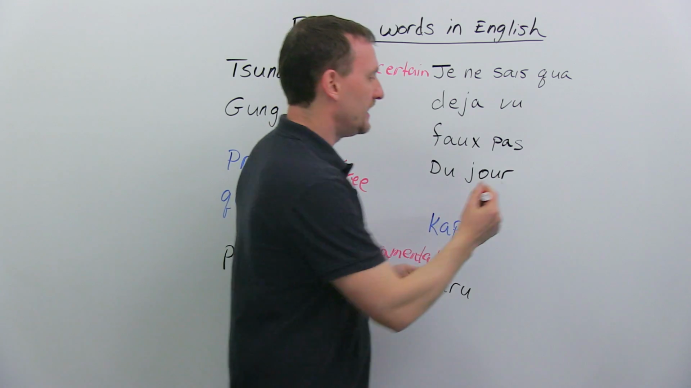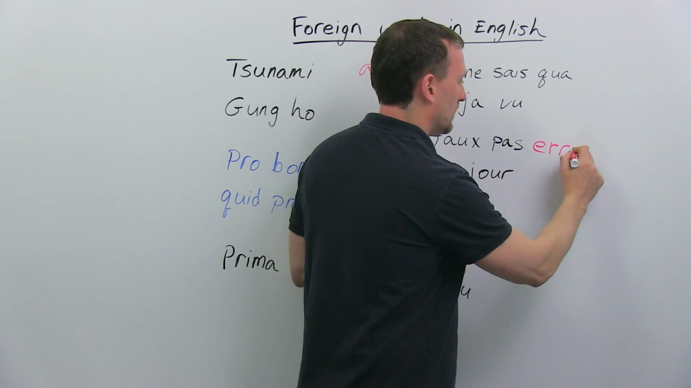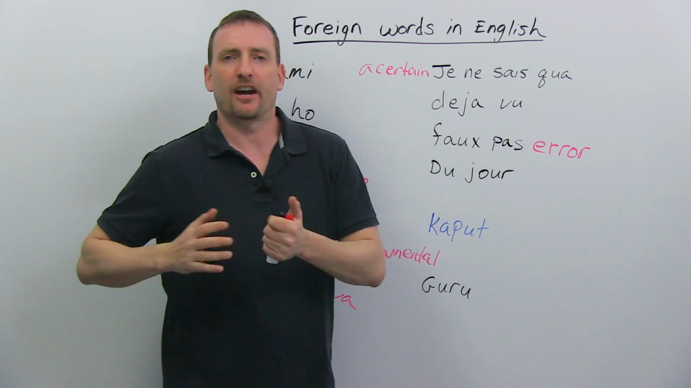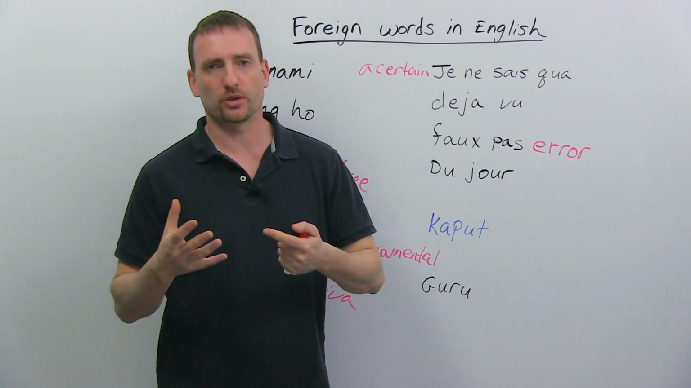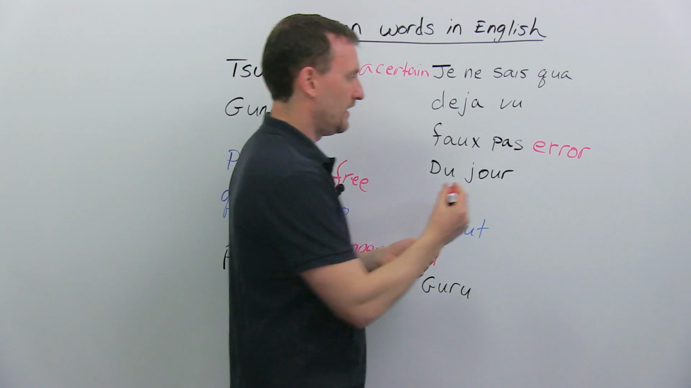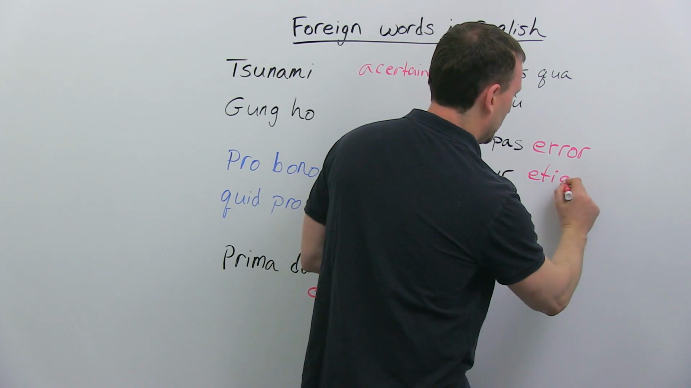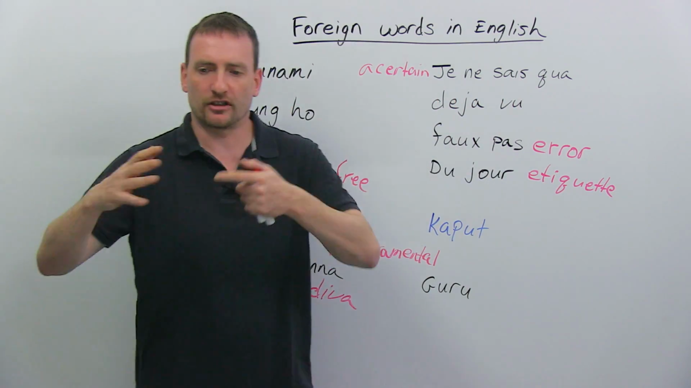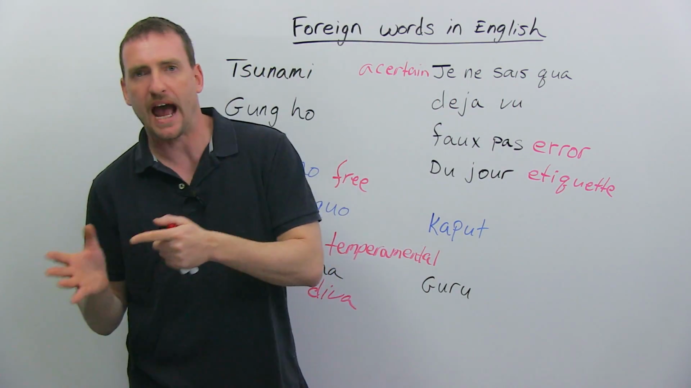Faux pas. Faux pas is basically an error. Okay, but not like a mistake. It's an error in a cultural or a social or an etiquette way. Etiquette. So, for example, in a certain situation, you're not supposed to act in a certain way.